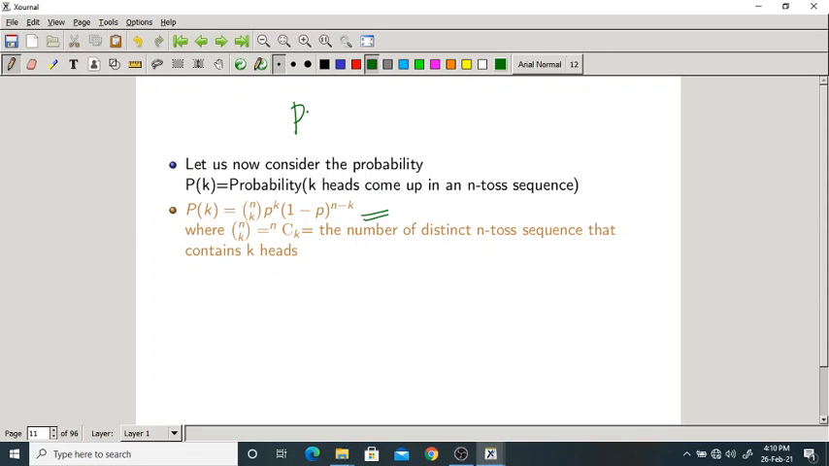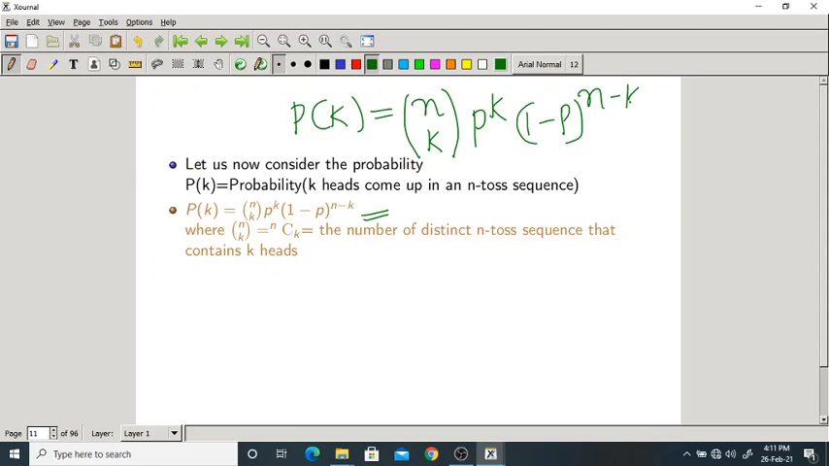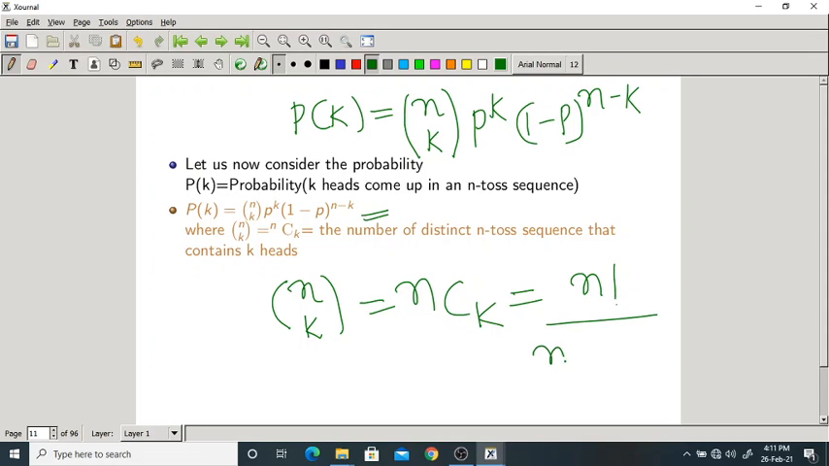So the probability of getting k number of heads is called P of k, that is nCk into p power k into (1 minus p) power (n minus k). See, this is what is called n choose k or nCk. We read it generally like this, but the meaning is nCk, n choose k combinations. What is the formula of nCk? n factorial by (n minus k) factorial into k factorial.